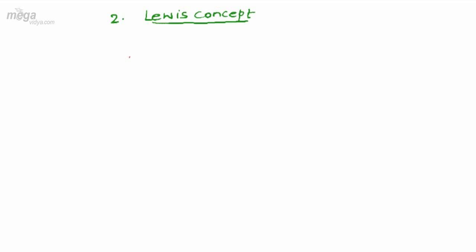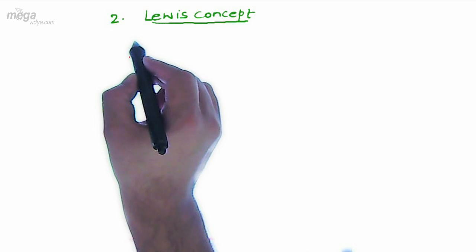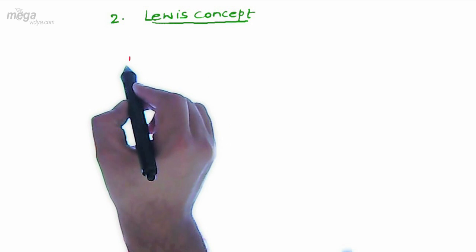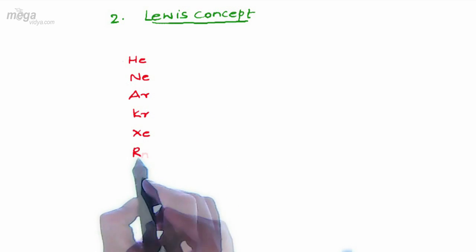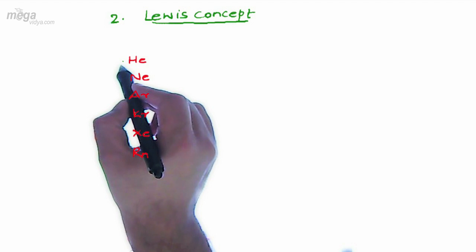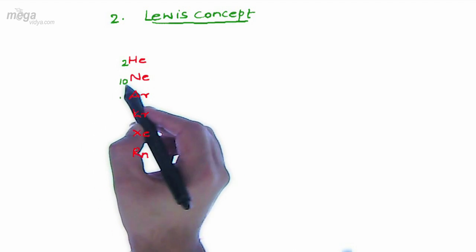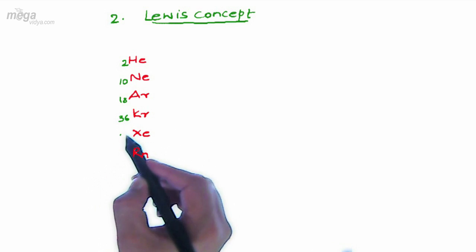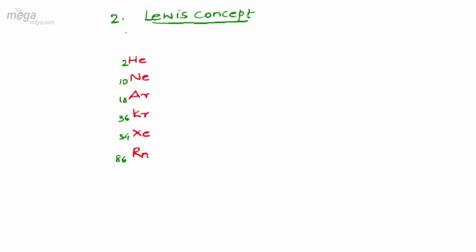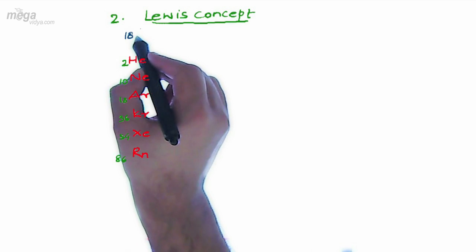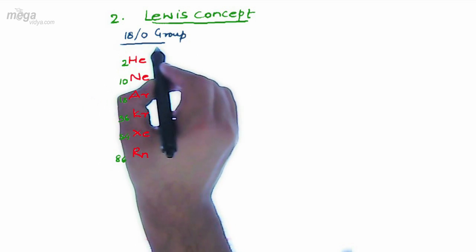In the 18th group of the periodic table, or as I call it, the 0 group, we have helium, neon, argon, krypton, xenon and radon. Here helium has an atomic number of 2, neon 10, argon 18, krypton 36, xenon 54 and radon 86. Now these elements are part of the 18 or 0 group of the periodic table.